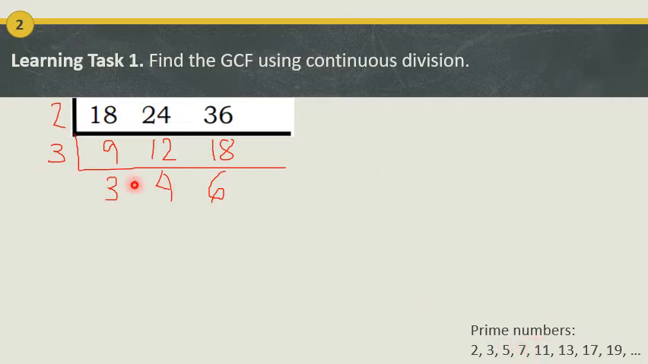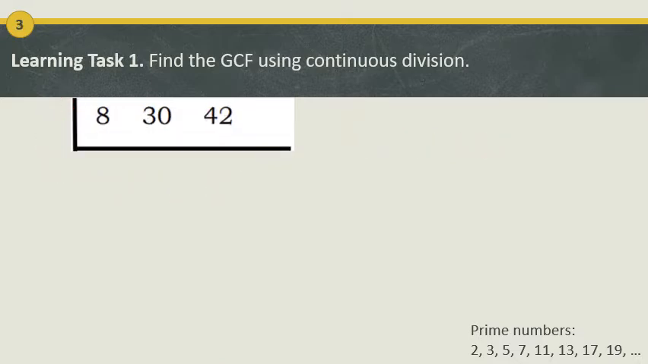Yung 5, wala naman ditong skip counting by 5, so hindi pa rin pwede. And yung 7 and above ay mas mataas na dito, so wala na rin siya. So, ibig sabihin, ang kukunin lang natin para sa GCF is itong dalawa. So, GCF equals 2 times 3. So, 2 times 3 is 6.